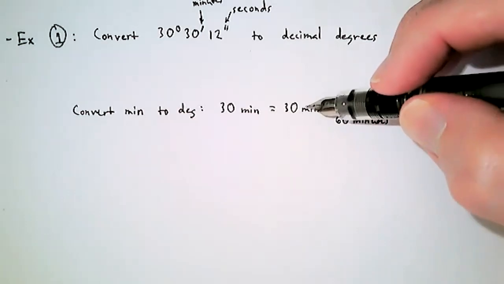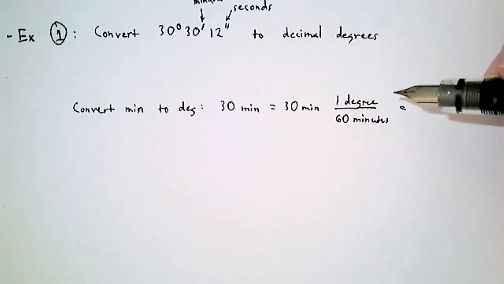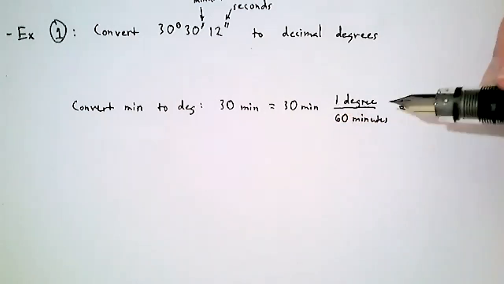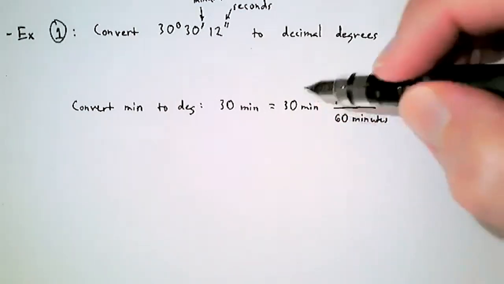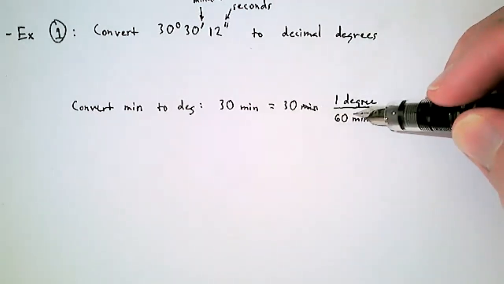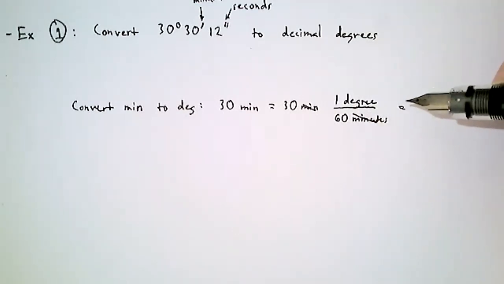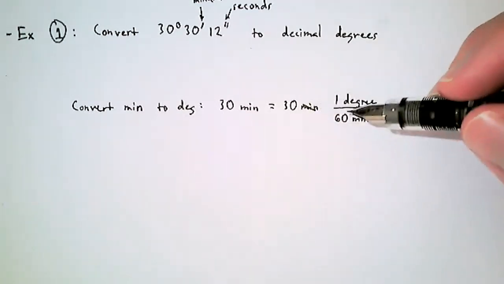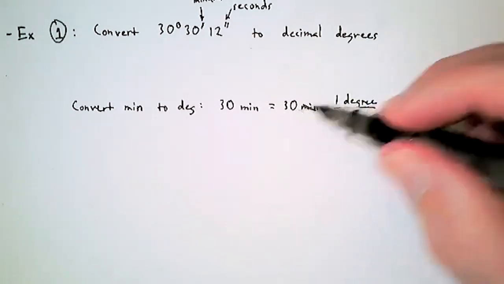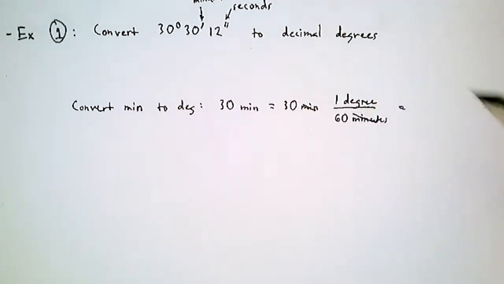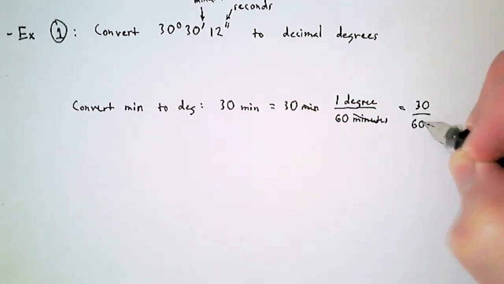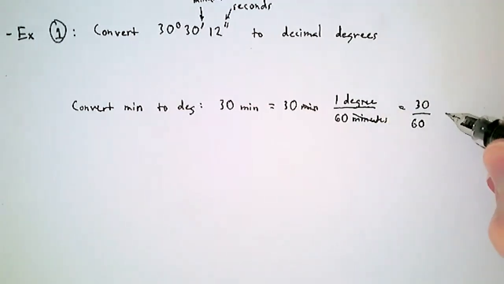So the idea here, I'm sure you've seen how to convert between other kinds of things like feet and meters or seconds and hours. We look at the units of measurements. We have minutes. It cancels off with minutes in the denominator. And then we just are left with numbers and degrees. So multiplying 30 times 1/60, we get 30/60 degrees.